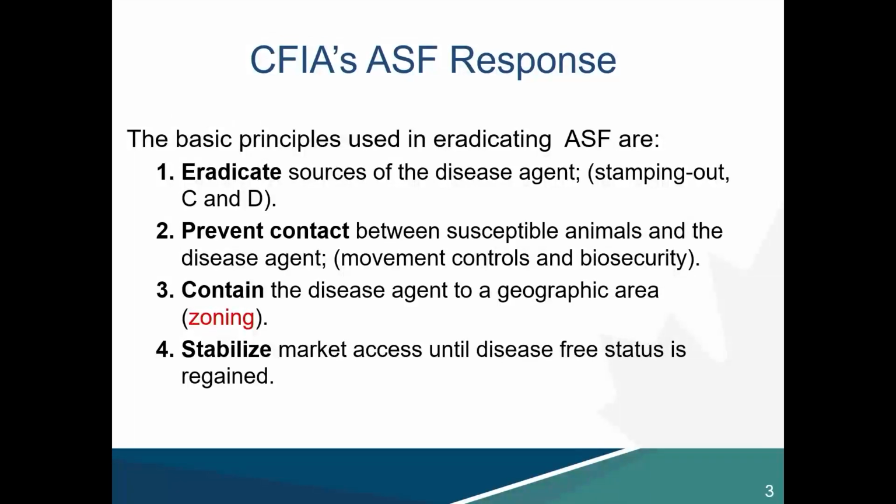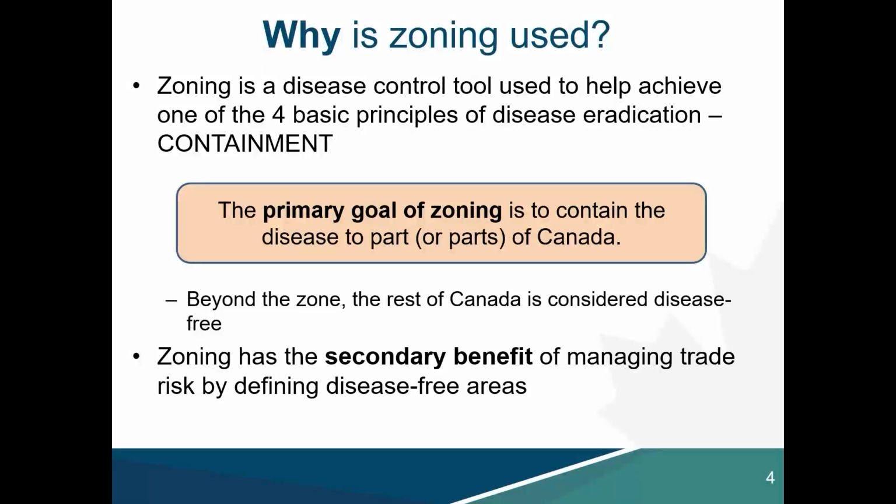During an ASF outbreak, with the interventions that we saw within the framework of the CFIA, we have basic principles that we have to use in order to eradicate the agent, to prevent contact between susceptible animals and the disease agent, and to contain the disease agent to a geographic area. This is called zoning. Then we stabilize market access until disease-free status is regained. And we saw it earlier, the first objective is really to contain the disease to a specific geographical zone, depending on the number of zones that we have.